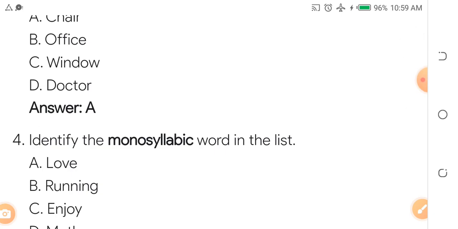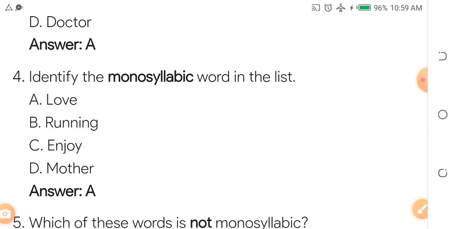Number 4. Identify the monosyllabic word in the list. A. Love. B. Running. C. Enjoy. D. Mother. Of course, it is love.